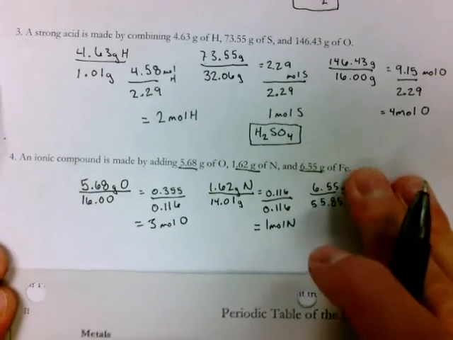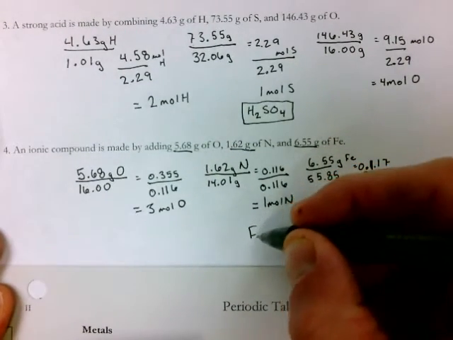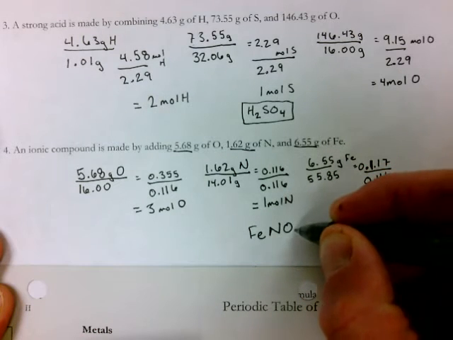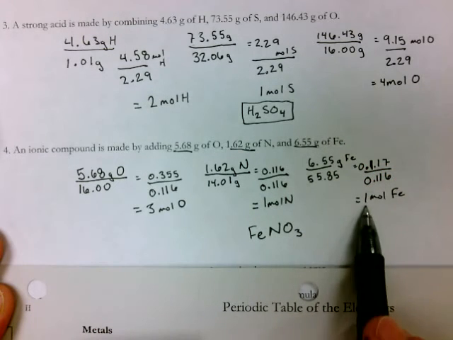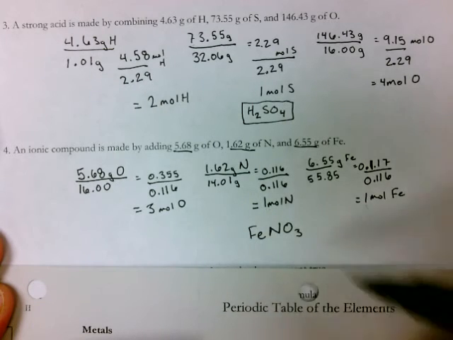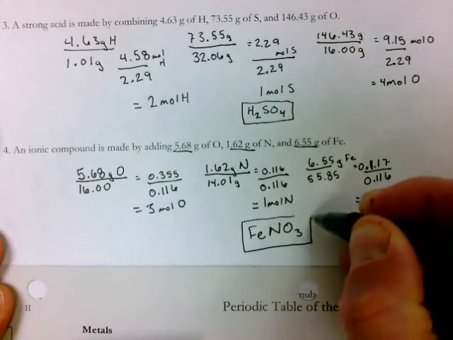As far as formulas go, we want to put the metal first, so Fe, and then oxygen tends to go last. 1 mole of Fe, 1 mole of N, 3 moles of O, subscript 3, box that answer.